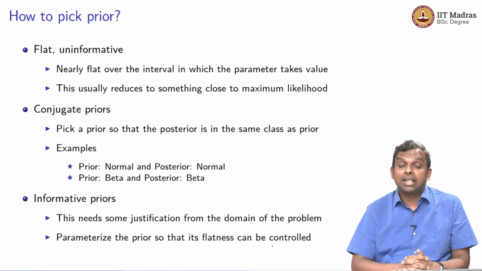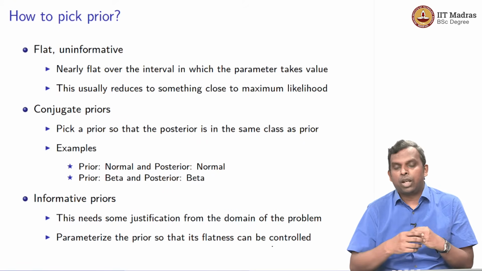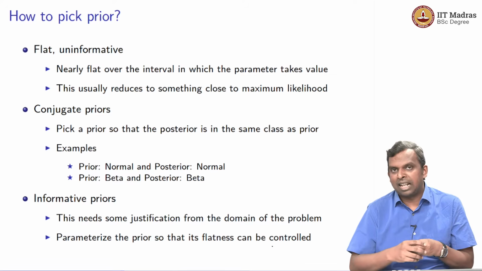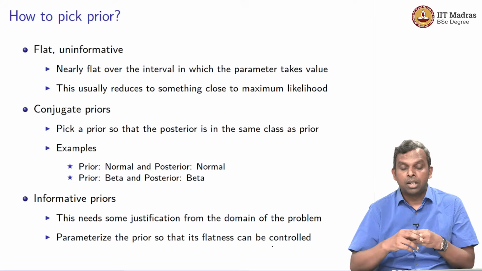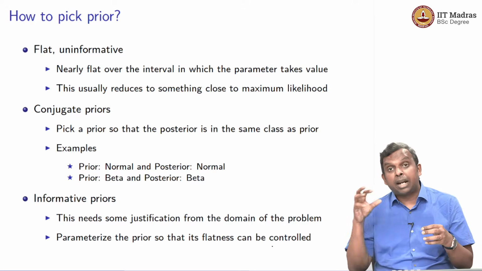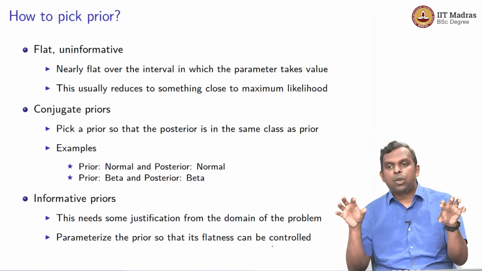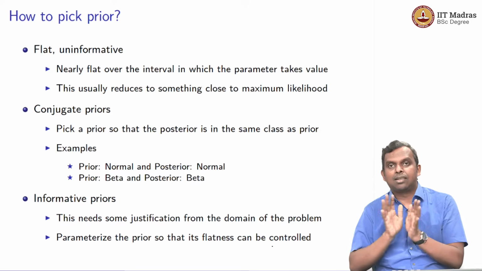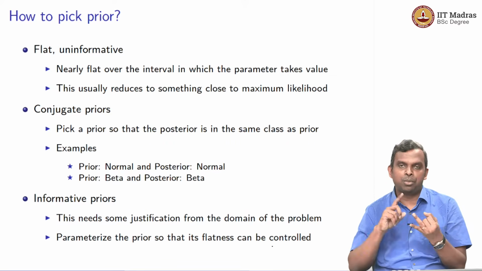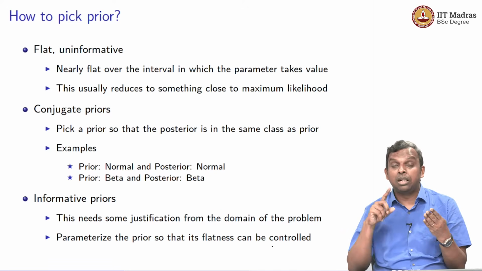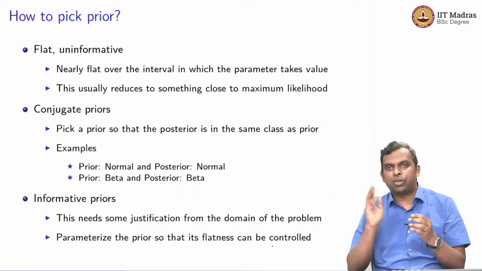Something else which is interesting is the conjugate prior. Conjugate prior is one of the most interesting classes of prior distributions out there. In many cases, people like to use conjugate priors. In this case, you want the prior and the posterior to be from the same class of distributions. You remember we saw so many classes of distributions, right? Gamma distribution, Poisson, normal, beta. We've seen so many classes of distributions.